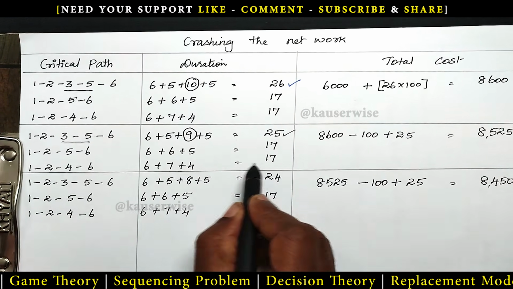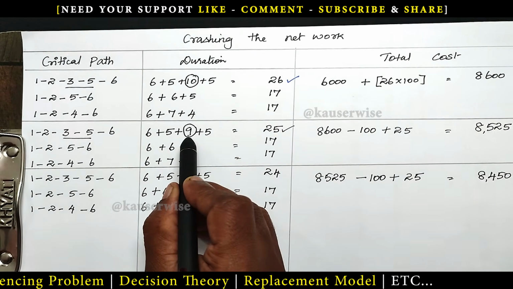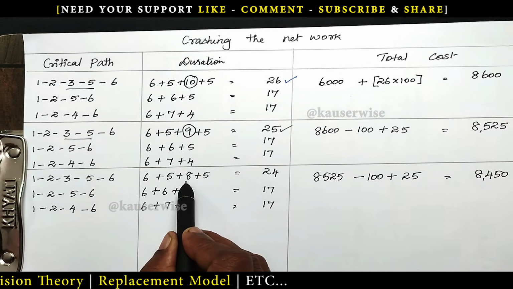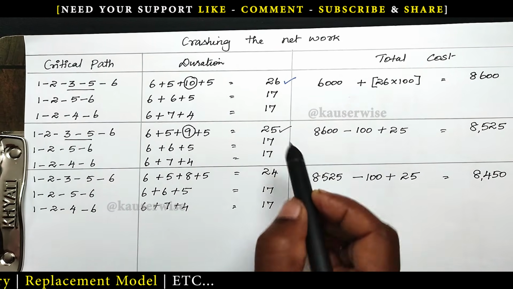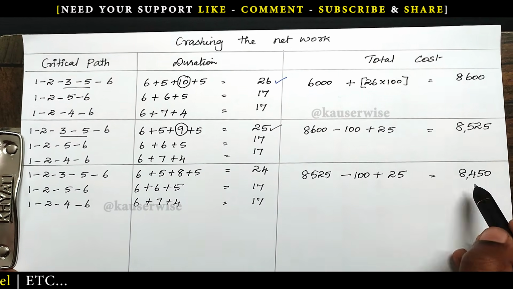So it is going to remain the same, but in this particular critical path, what is the duration? 9 days. If you reduce 1 day, what will be the result? 8 days. So 25 will become 24. Other two parts duration remain the same. And what is the cost?